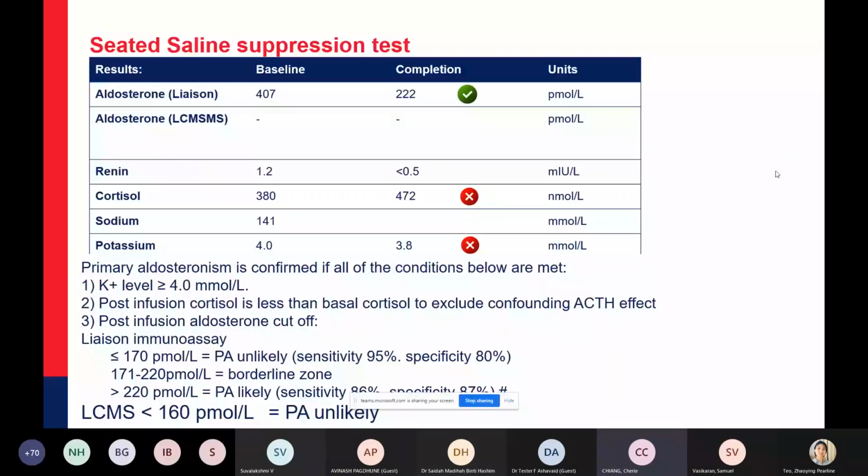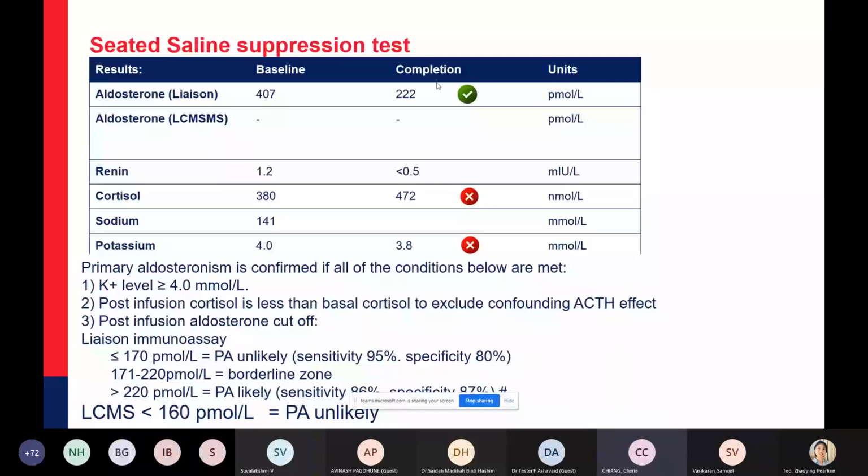We do aldosterone on the Liaison immunoassay in-house, and that's at baseline. That's 4 hours later at the conclusion of the test. On the aldosterone immunoassay, the cutoff for an abnormal or non-suppressed aldosterone is 220, as you can see below. So this patient did not have a sample sent for mass spec aldosterone.